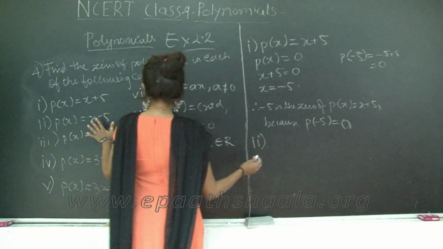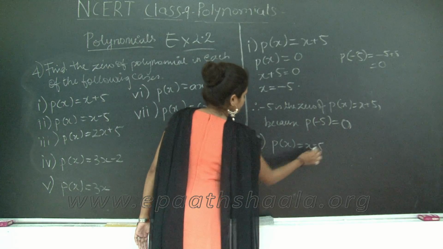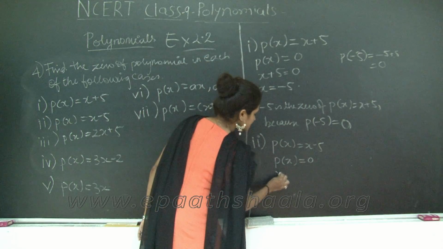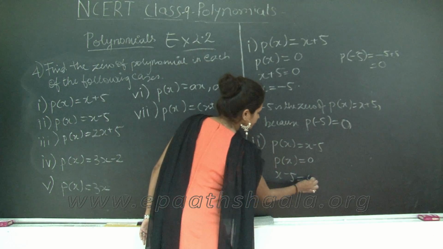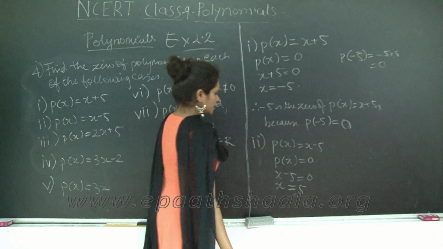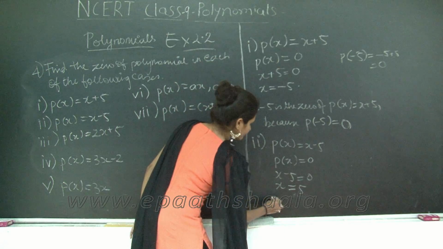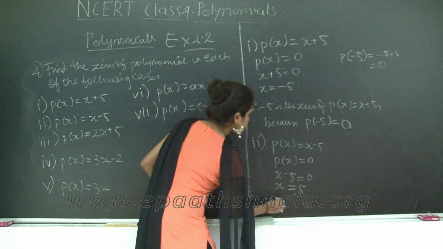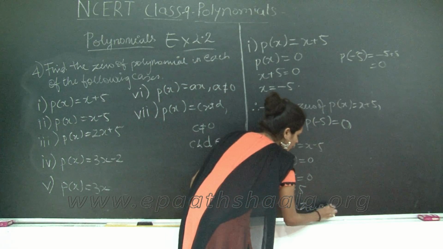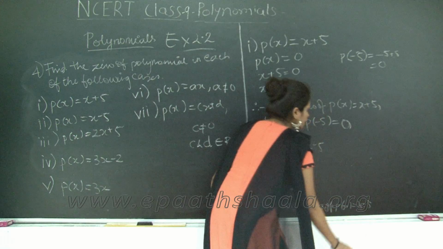Let me solve the second sum for you. So your sum is p(x) is equal to x minus 5. Again, I am going to say p(x) is equal to 0, which implies x minus 5 is equal to 0, right? I am bringing minus 5 on the right hand side, so x becomes 5. Therefore, for the value x is equal to 5, the value of the polynomial is 0, which is why 5 is the zero of polynomial p(x) is equal to x minus 5, right?